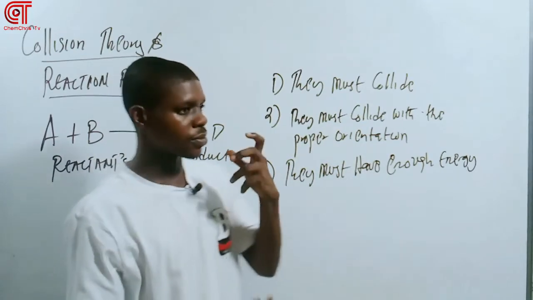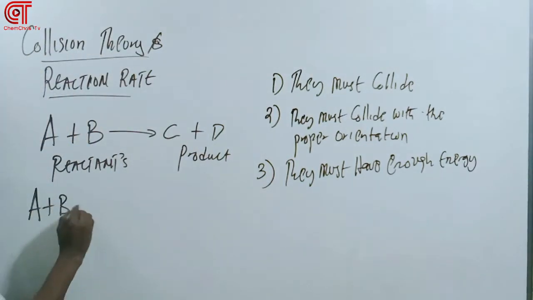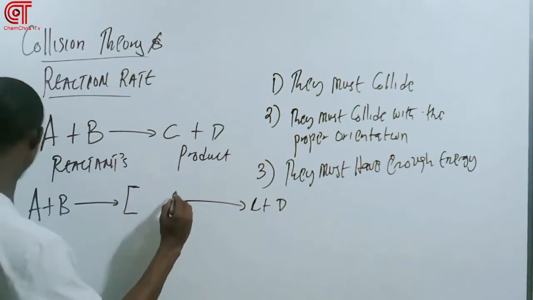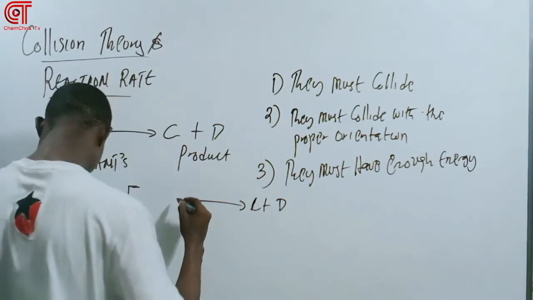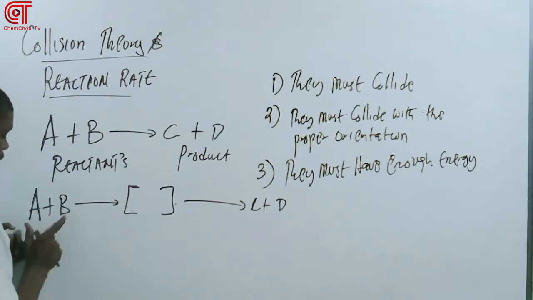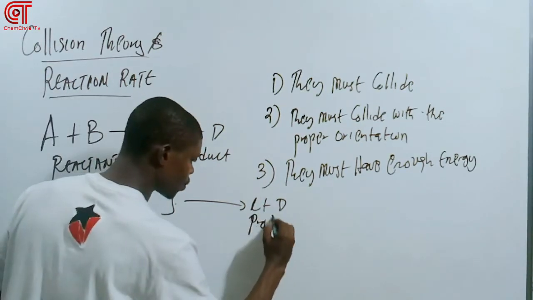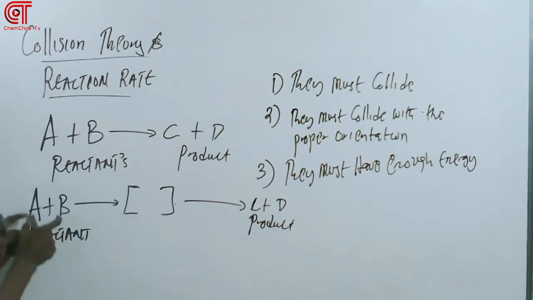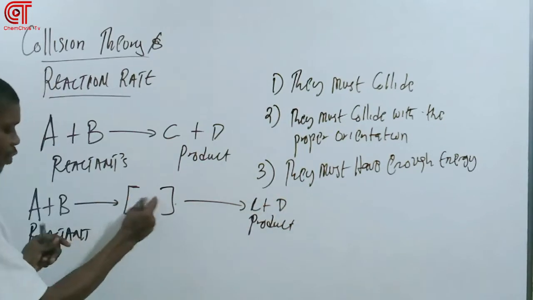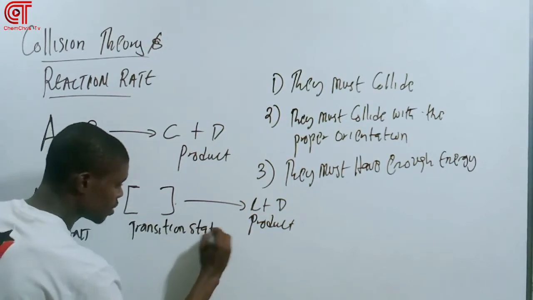So before a reaction will take place, let me say A plus B, before it moves towards the product C plus D, there's always a state between the reactant and the product. A plus B must have enough energy to get to this point before proceeding towards C and D. And this one is called the transition state.